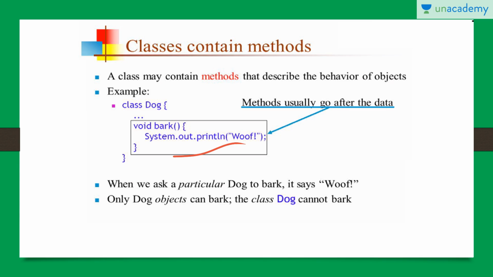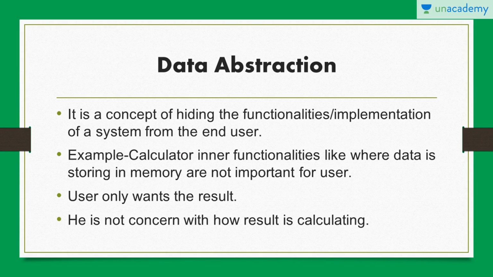Okay, now let's move to another concept of OOPS, which is data abstraction. It is a concept of hiding the functionalities, or you can say implementation, of a system from the end user. Its example is a calculator's inner functionalities, like where data is stored in memory, which are not important for the user. The user is only concerned with the results. He only wants the results. He is not concerned with how the result is calculated or how the data is stored in memory.